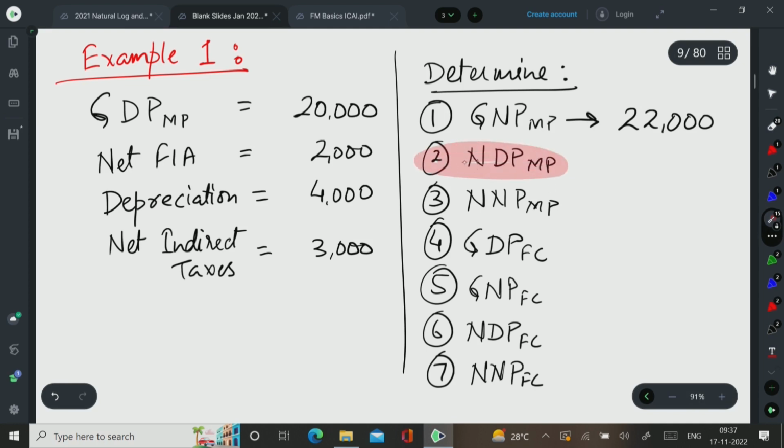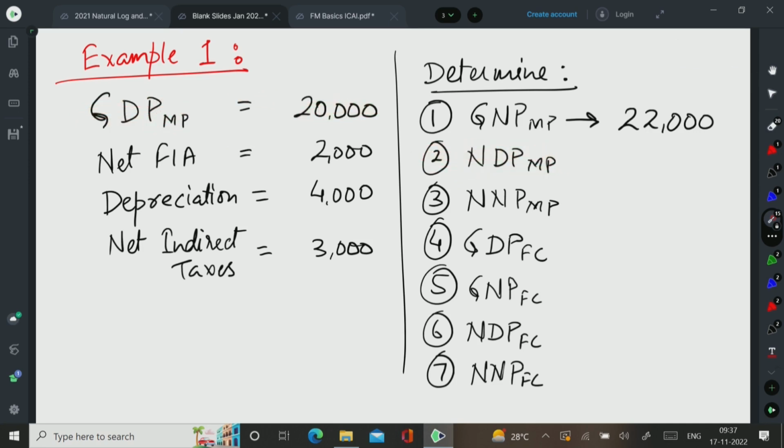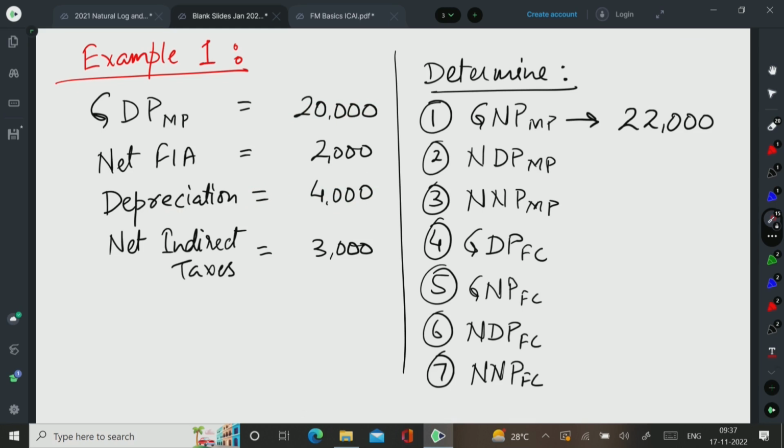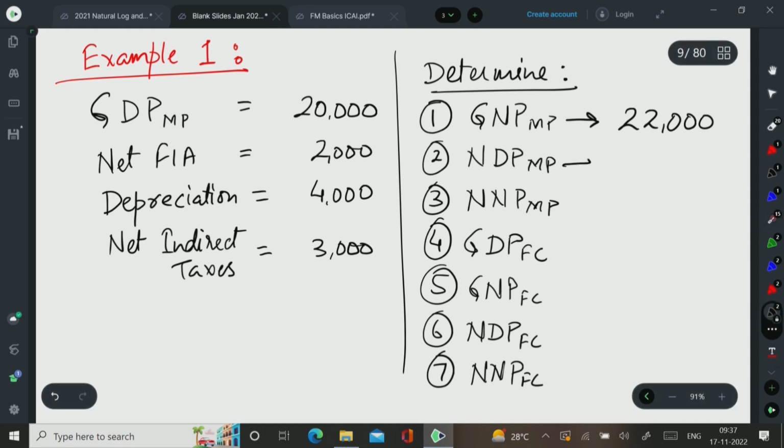Now we want to arrive at NDP at market price, net domestic product at market price, and what we have is GDP at market price. If we have GDP at market price 20,000 and we want to arrive at NDP at market price, basically we are trying to convert gross to net, and the connecting point will be depreciation. So from GDP at market price, if you subtract this depreciation of 4,000, you will be getting NDP at market price. So 20,000 minus 4,000, the answer is going to be simply 16,000.